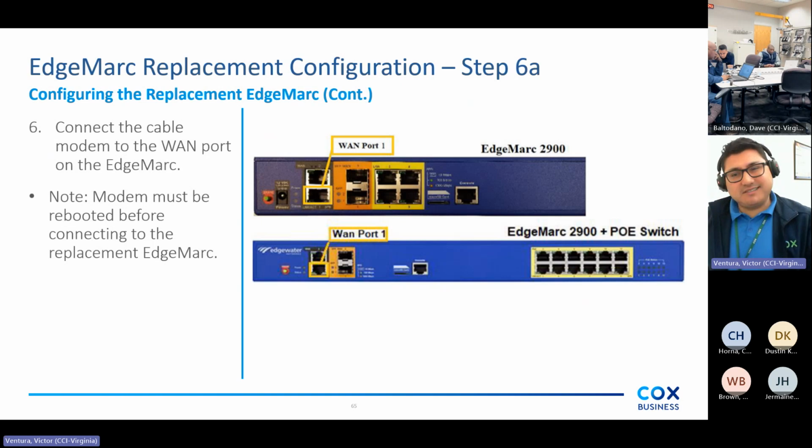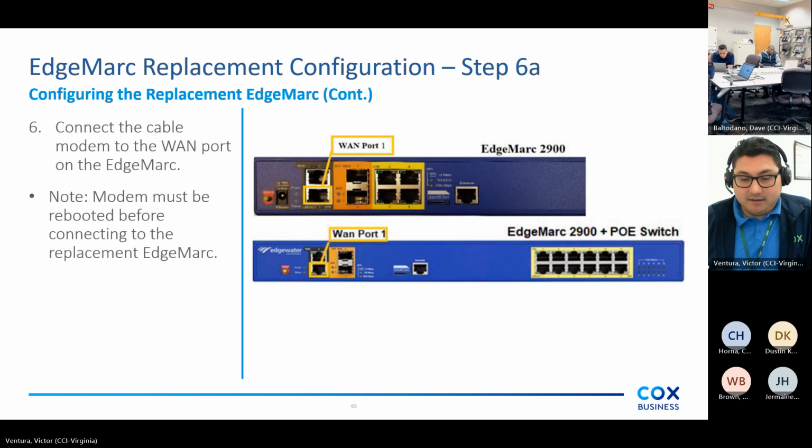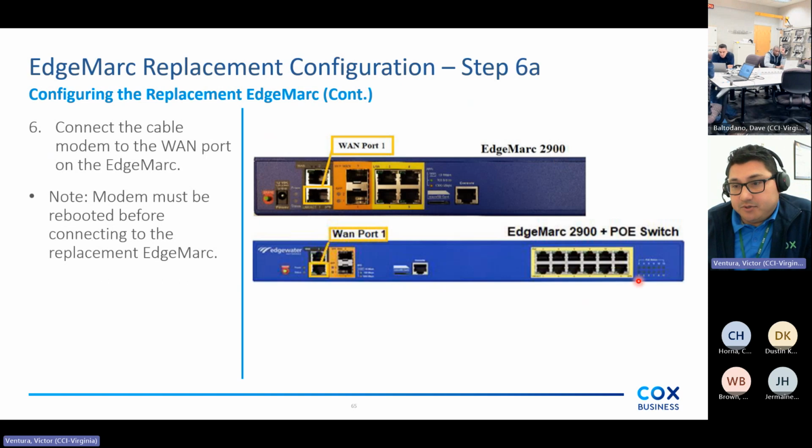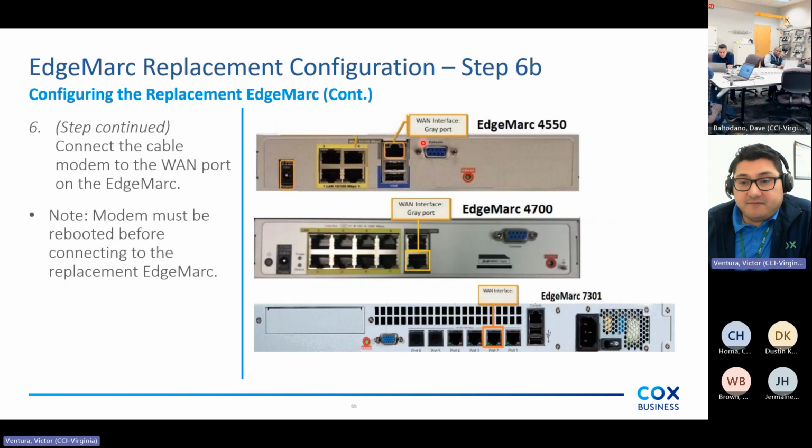Now, this one here just kind of walks through what ports are going to be connected on these two models of HMarks for the WAN. So here's the 2900 PoE. Here are the 4550s, 4700 models, and the 7300 models. These are also called out in the MOPs. There's some variations on the 4700 and also the 7301. But if you look at the 4550 and the 2900, it's almost identical.